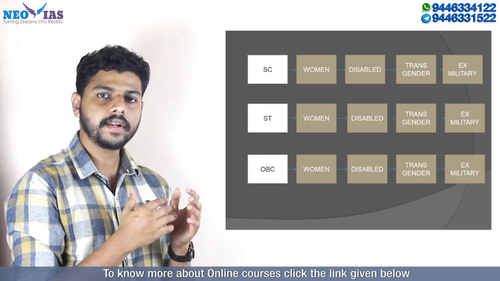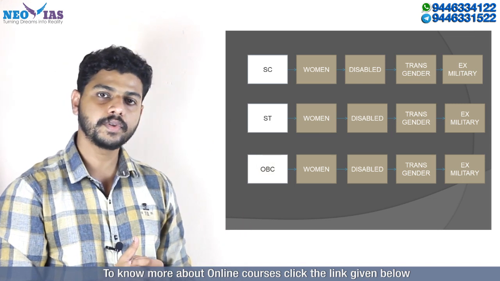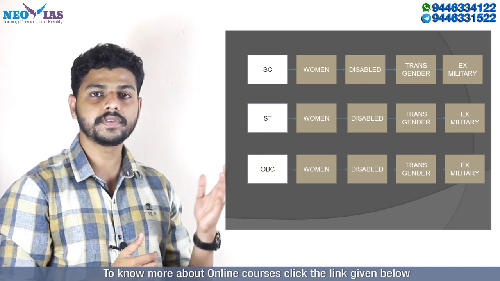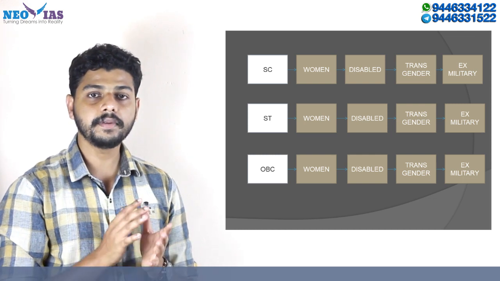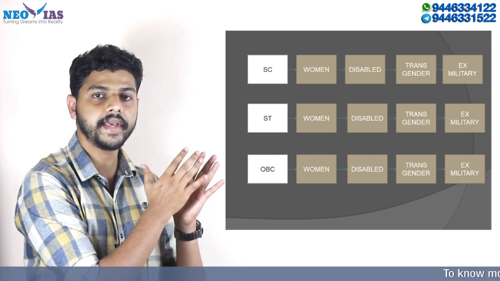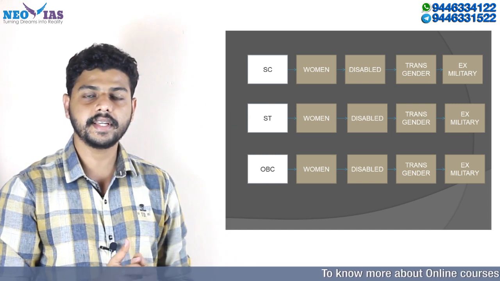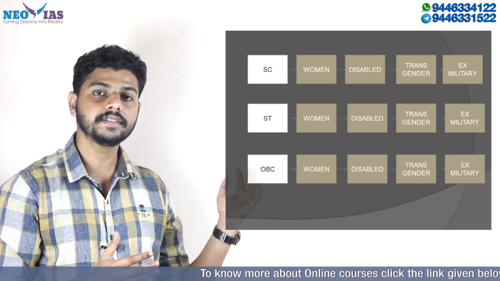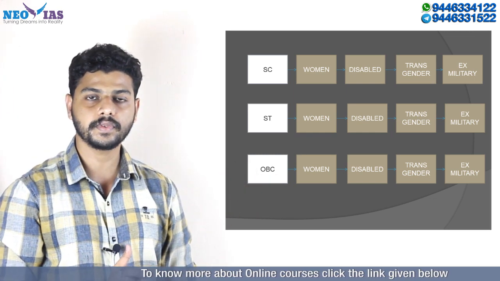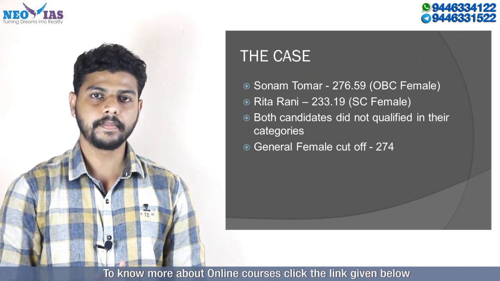When we try to interlock these categories, which means the vertical and the horizontal quota together, then certain issues will arise. Suppose there is a female candidate and she belongs to SC category, whether she has to be kept in the SC category or whether she also has to be considered in the general female category also. What was the issue in the Saurav Yadav case?